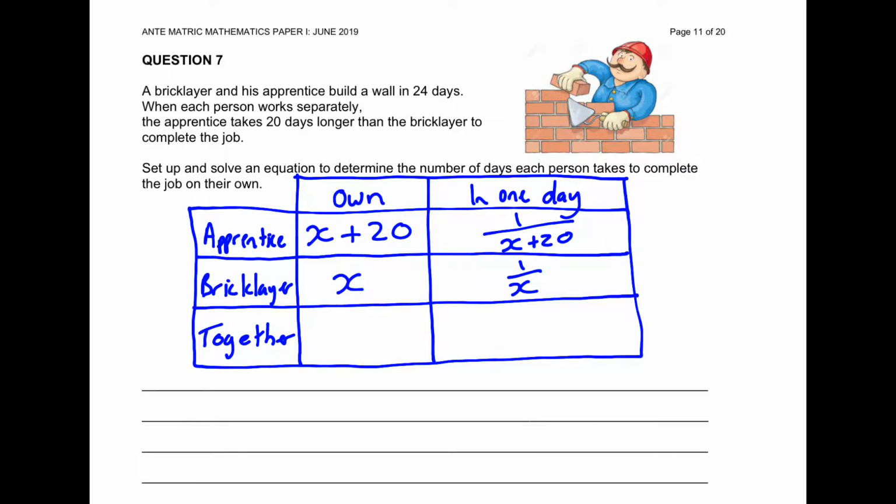So that means working on their own, they build the wall in 24 days. So that's the total of this column, working on their own. And then the work done in 1 day means that in 1 day together, they would have completed 1/24th of the work. Now the key column we're using is this one, because we know that this value plus that value must equal this value. The total of them working in 1 day together will equal the 1/24th in total.